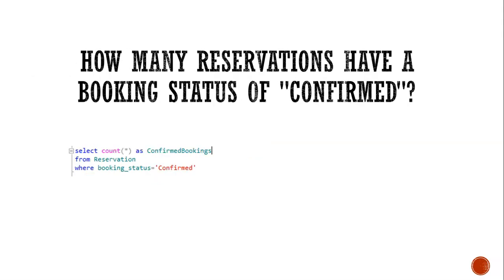Okay, then we have how many reservations have a booking status of confirmed. So it was also very easy, just simply checking if the booking status is confirmed in the where clause, and then using the count aggregate function to count the number of rows. And then this was the final answer.